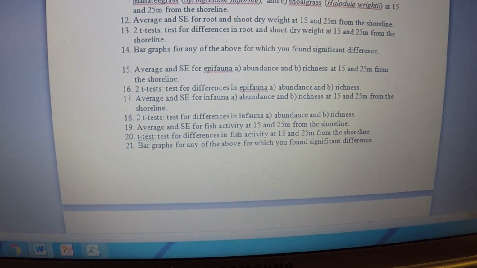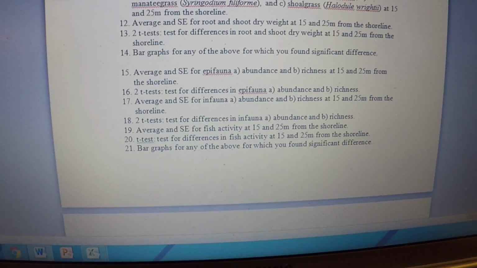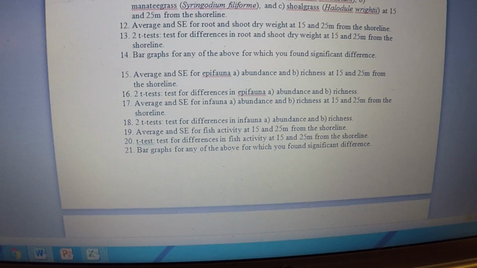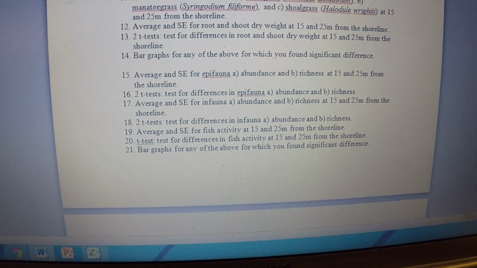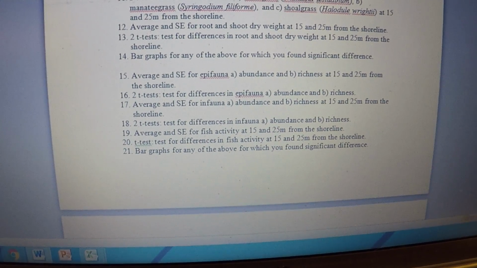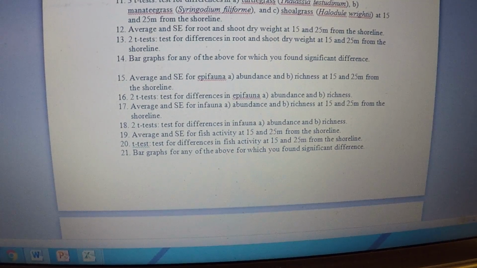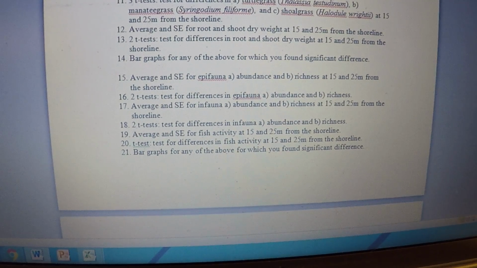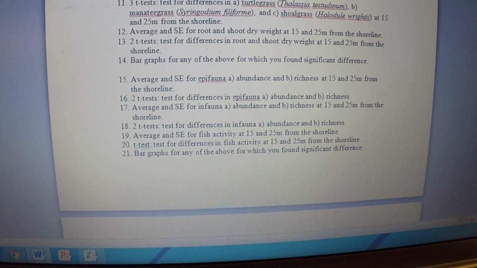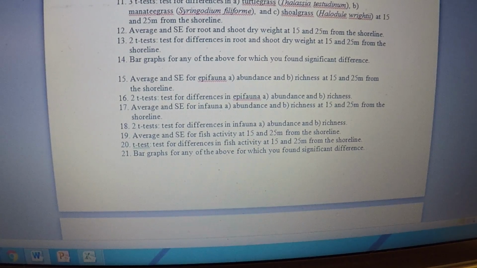Then we're going to get the average and standard error for infauna abundance and richness at 15 and 25, and again do 2 t-tests to determine if 25 and 15 are different from one another. Then you're going to get the average and standard error for fish activity at 15 and 25, and do 1 t-test determining whether or not there are differences in fish activity between 15 and 25.